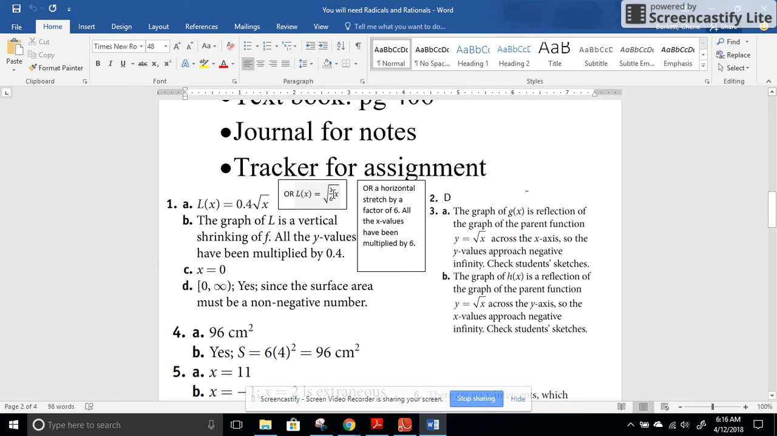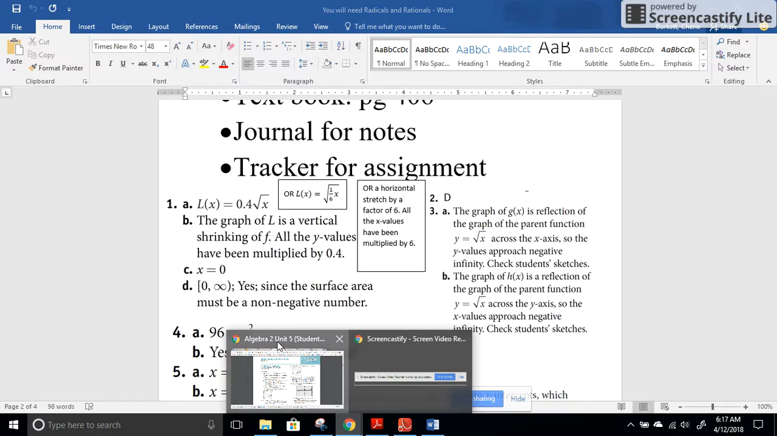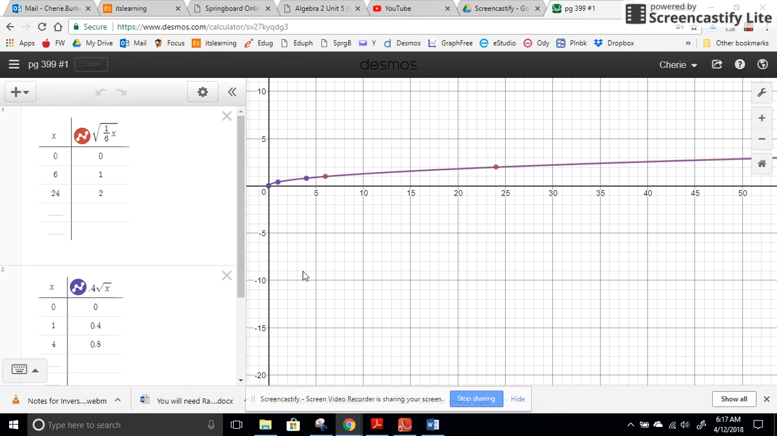Well, they just took the square root of 1/6. Why? Because they can. Why did they do that? I don't know. I don't think it's any easier. But by pulling out that 1/6 to be a 0.4 on the outside, now we have a vertical shrink. So all the y values shrink by a factor of 0.4. I did put it on Desmos to show you.